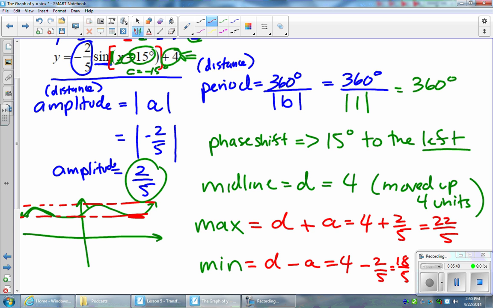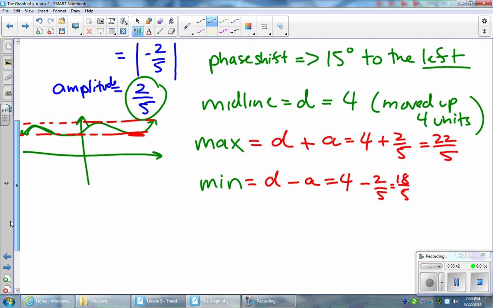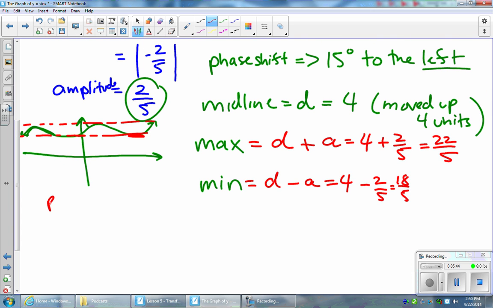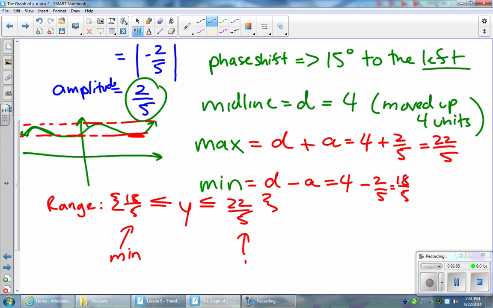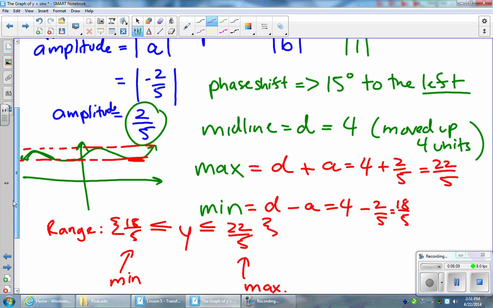So to conclude this question, I'm going to state that my range is defined as follows. I'm only talking about my y values here. y has to be greater than or equal to 18 over 5, which remember is my minimum, but it has to be less than or equal to 22 over 5 because this is my maximum point. And that is how you do that question.